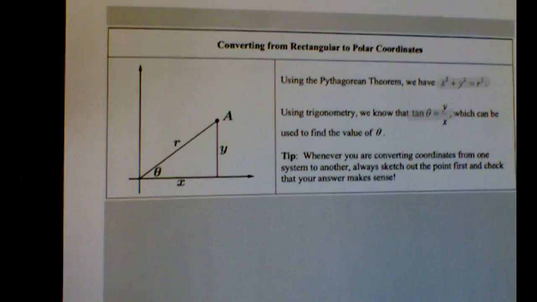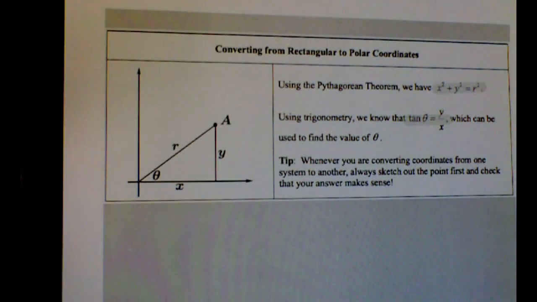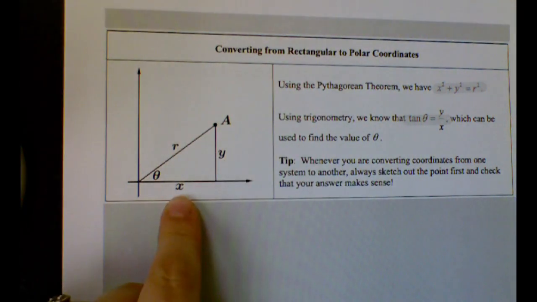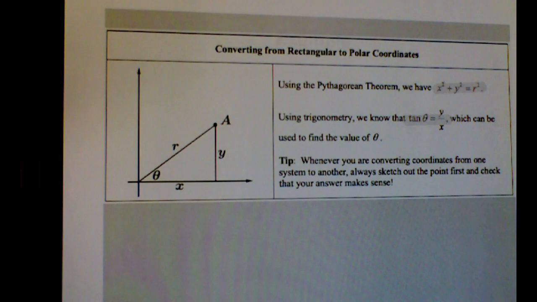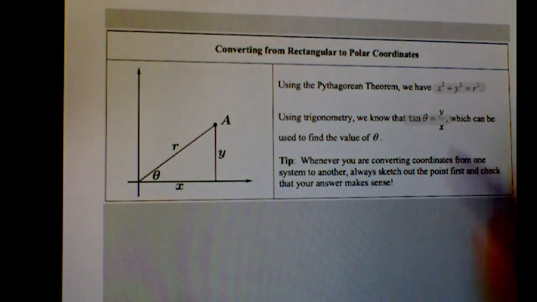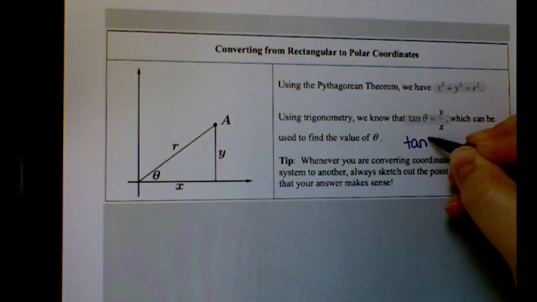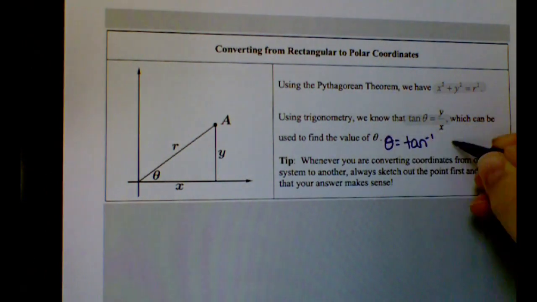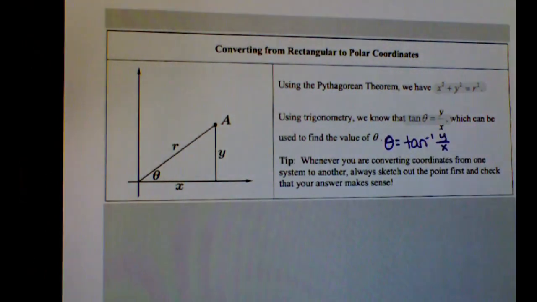And then we might also have to convert the other way around. To convert between rectangular and polar coordinates, we use the Pythagorean theorem to figure out r. X squared plus y squared equals r squared, because it's a right triangle. That must be true. And using trigonometry, we know that the tangent of theta is equal to opposite over adjacent, or y over x, which is how we find the value of theta. Remember that we then have to say, oh, okay, theta is the inverse tangent of y over x.